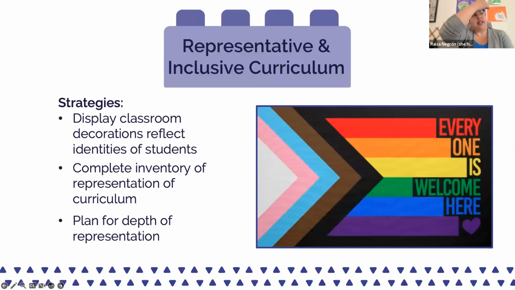The other piece here that might have a little bit more pressure, what you see is representative and inclusive curriculum, right? You want to be able to display, right, some decorations that acknowledge those identities of students. There may be more pressure to be what I would say LGBTQIA competent, but not necessarily anti-racist. So we're not always like in the know about that.